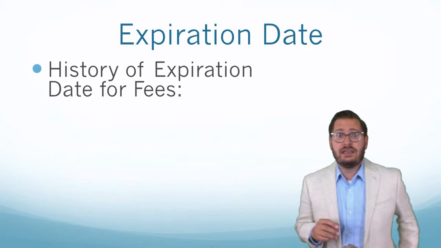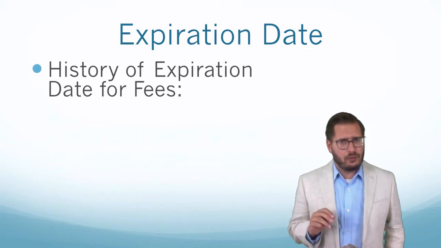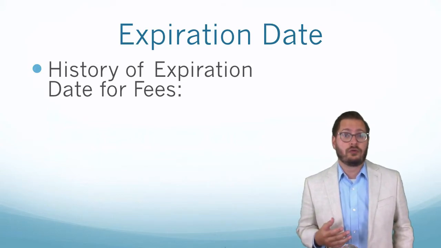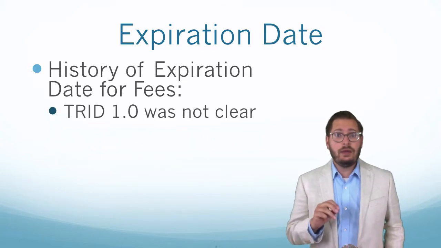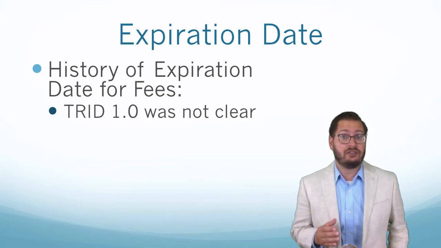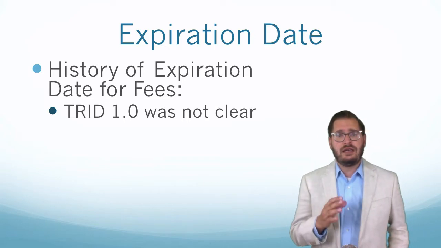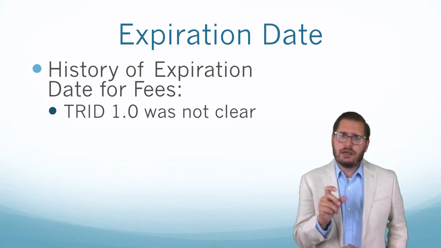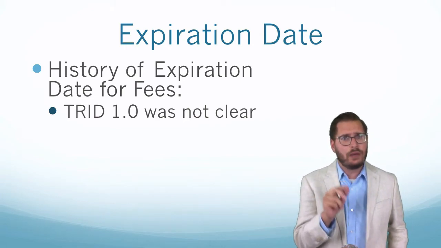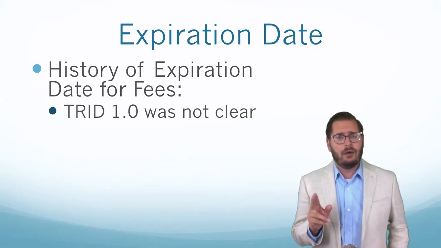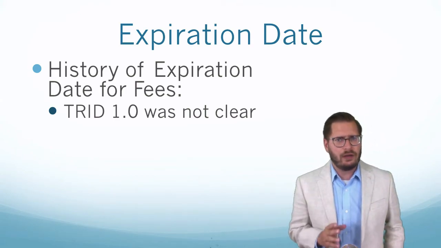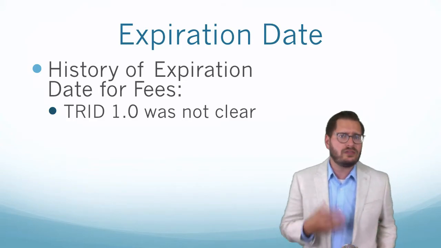Now, the answer to this is a bit tricky. In order to answer it, we really need to look at the history of the expiration date for fees in regards to the rules. Now, TRID 1.0 really was not clear. In fact, it was silent in regards to guidance on this topic. Now, of course, our question is relating to the expiration date of fees. That's a spot on the loan estimate that basically says when your fees are going to expire. Now, we always have that on our first loan estimate, but what do we do on any revised loan estimates? And as I said, TRID 1.0 was not clear.